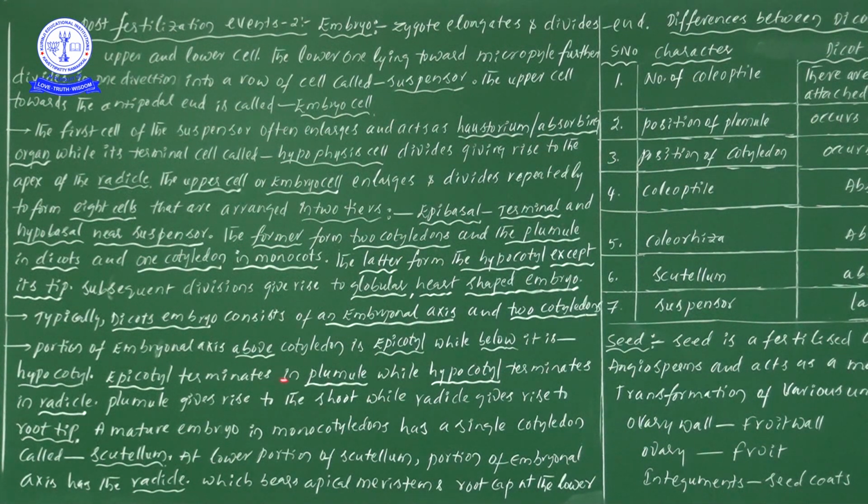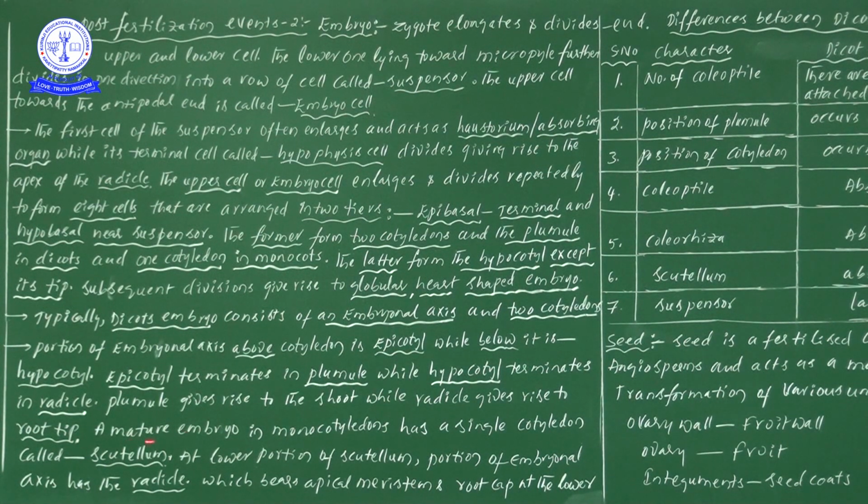Now the epicotyl terminates in the plumule, while the hypocotyl terminates in the radicle. The plumule gives rise to the shoot system, while the radicle gives rise to the root system and root tip.